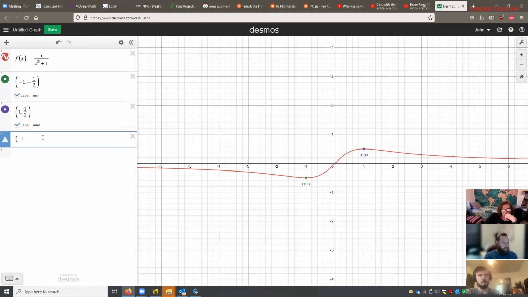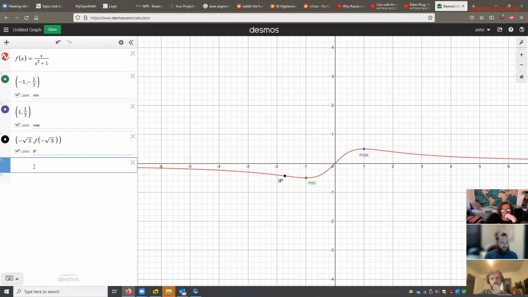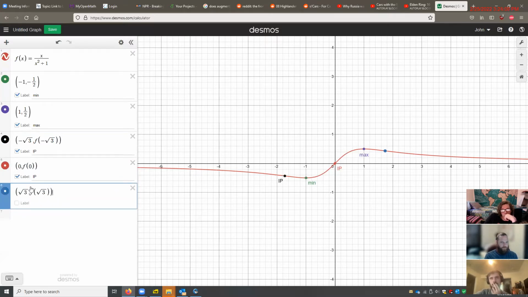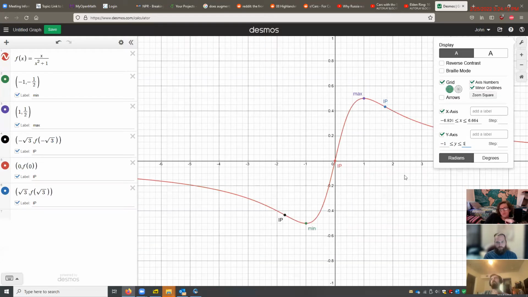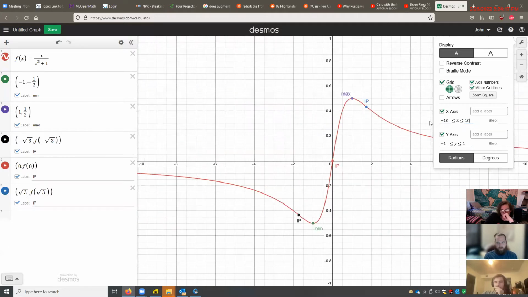Your inflection points should be at negative square root 3, comma, something. That thing is f of negative square root 3. There it is. There's your IP. At 0, comma, f of 0, which is 0, you have another IP. And then at square root 3, comma, f of square root 3, we had another IP. If I play with these scales a little bit, you'll see them slightly better. Let's take this from like -1 to 1. Negative 10 to 10, something like that. I was -5.